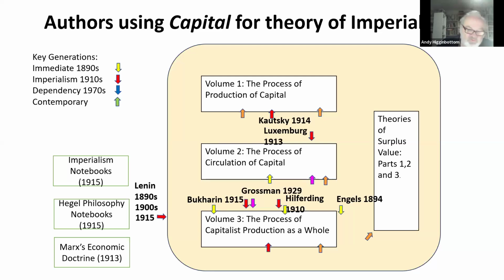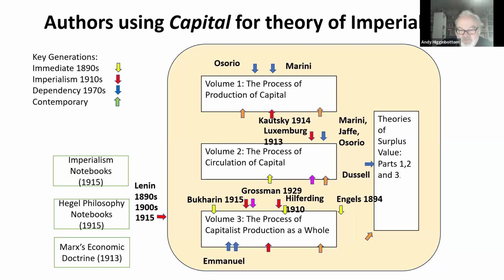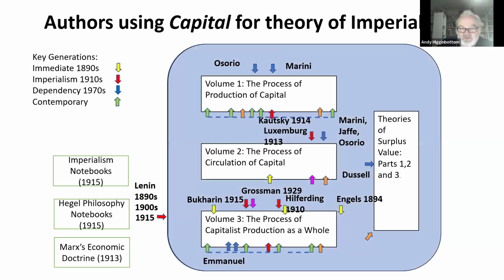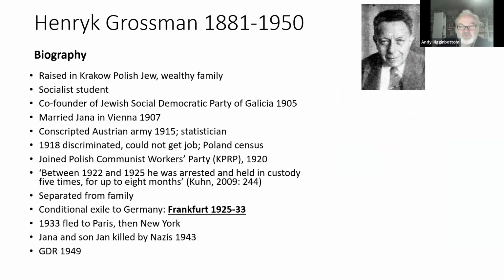And Grossman's contribution is that he shifts the focus of discussion away from part three of volume two into volume three and the question of profit, which is explained in volume three. So Grossman is an important theoretical bridge to the generation of the 1970s. And the generation of the 1970s, from our point of view anyway, is particularly the Marxist theory of dependency, which changes the overall view once more. Okay, so I just want to locate where Grossman fits.